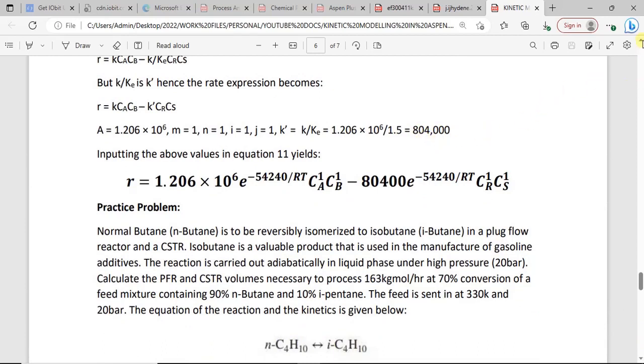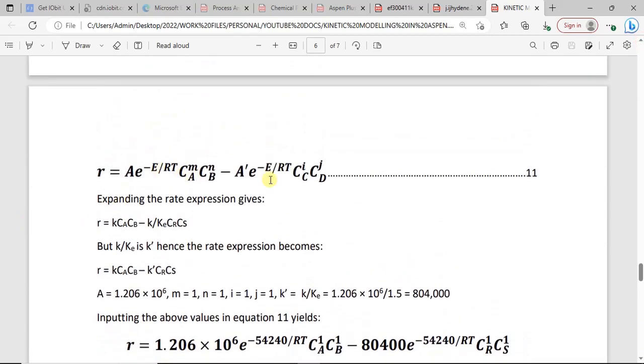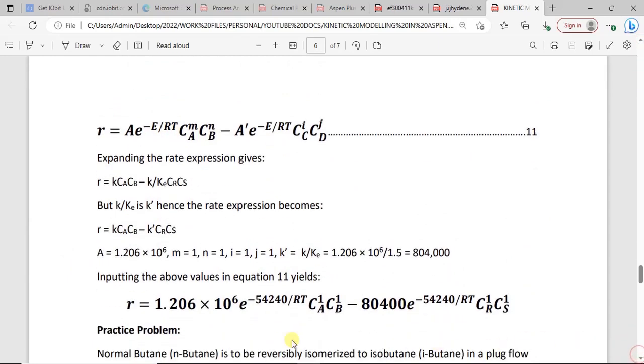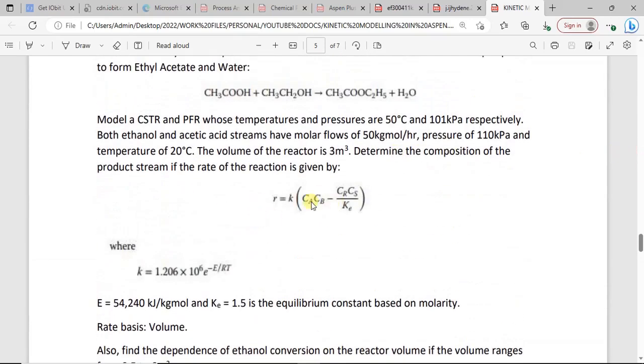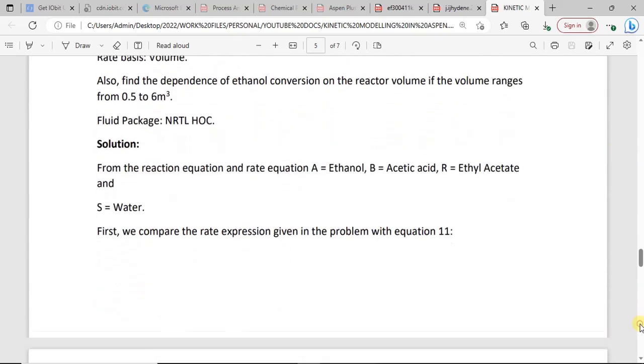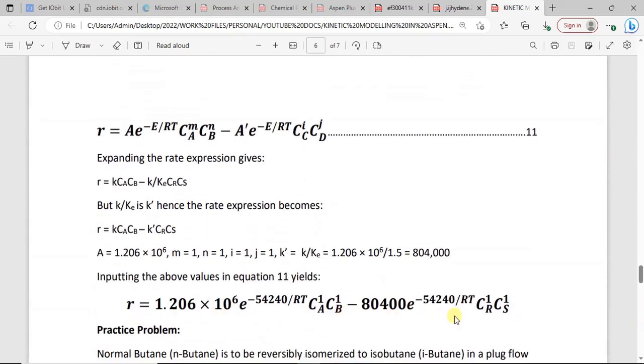804,000. Now if you substitute the values back into equation 11 for better understanding, you will have this as your rate expression. This is equal to what we had in the beginning, just that we have substituted all the values where necessary. So we have expanded and done the substitutions, and you generate a very detailed rate expression.